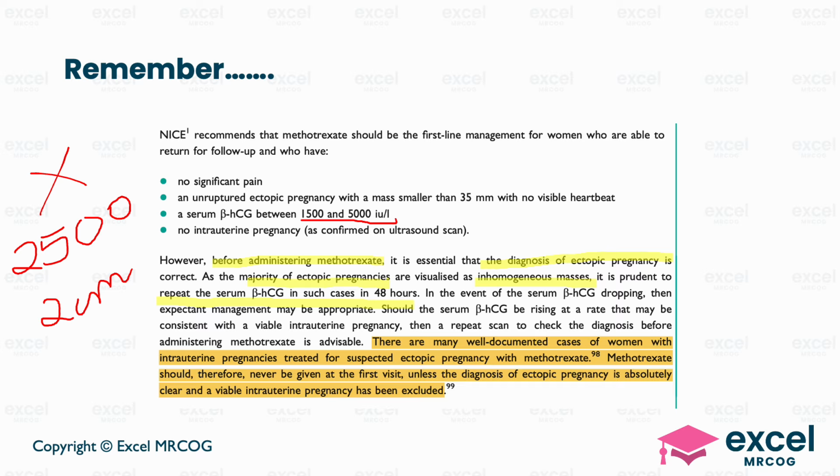If it is sure that there is a yolk sac, there is a fetal pole in the adnexa, then you're sure it is ectopic pregnancy. Then you don't have to repeat. You can straight away give methotrexate if it is between 1,500 and 5,000. In the event of serum beta HCG dropping, so after 48 hours you repeat and it drops, you can follow expectant management. Should the beta HCG be rising at a rate that may be consistent with a viable intrauterine pregnancy, repeat the scan to check the diagnosis before administering methotrexate.